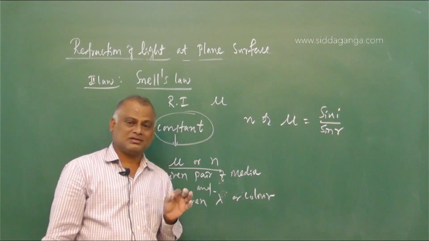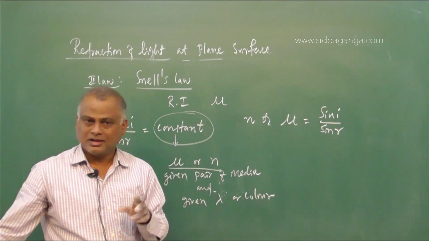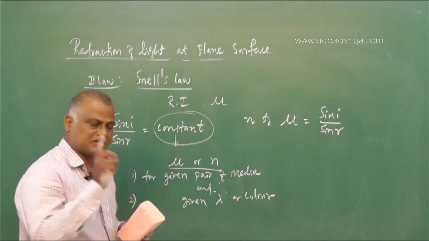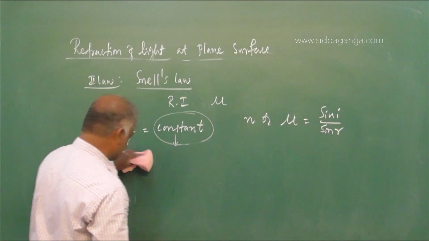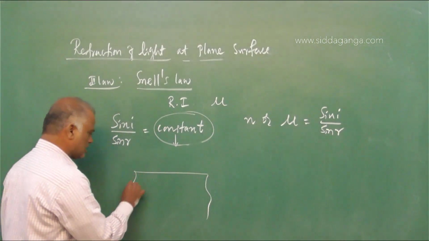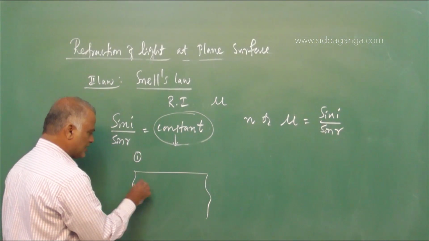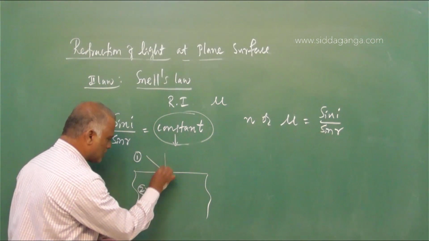Dear students, writing Snell's law in a different form is very essential. Now here, be careful in writing this. Everyone look carefully now. Light is traveling from 1 to 2, as they usually give it.